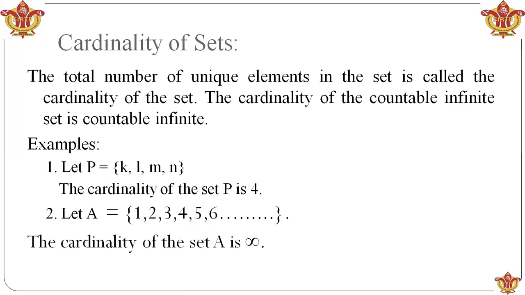So what is cardinality? In cardinality, how many elements are there in that set. That total number of elements is called the cardinality of the set. Let's take one more example. Let set A have 1, 2, 3, 4, 5, 6, and so on, then the cardinality is infinite.